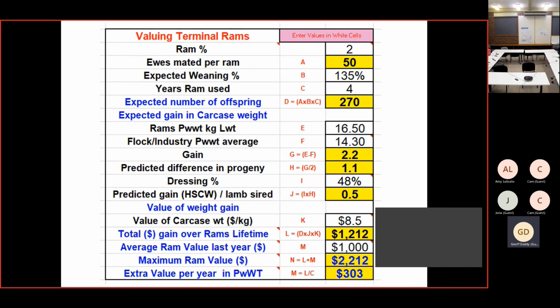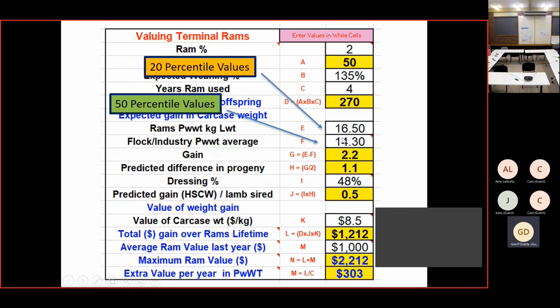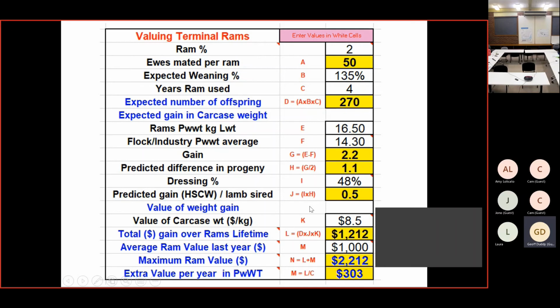We look at the same process with terminals. So we've got 2% again. We've got here 135% weaning. This is our 50% value for post-weaning weight at the moment. This value here I've put in is in the top 20%. So if you were buying a ram that had 16.5 post-weaning weight, he's in the top 20% for rams in Australia. The total gain for that ram compared to the average ram over his lifetime is $1,200. And if the average, say, white Suffolk ram, 50% old values is $1,000, you could pay up to $2,200. Sorry, his maximum value, before you're better off just buying the average ram.